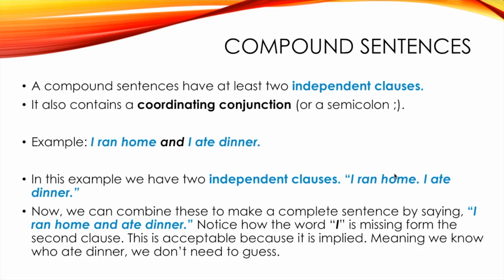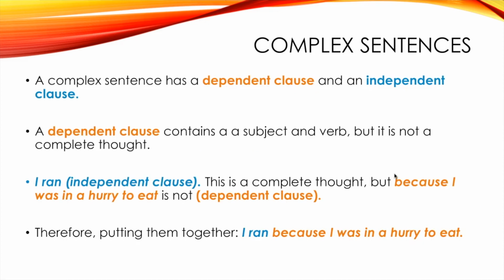Okay, so now we can combine these 2 to make a complete sentence by saying, I ran home and ate dinner. So notice how the word I is missing from the second clause. Okay, so this is acceptable because it is implied. We know we are talking about I. The subject is implied.